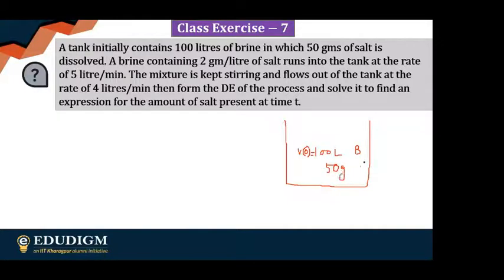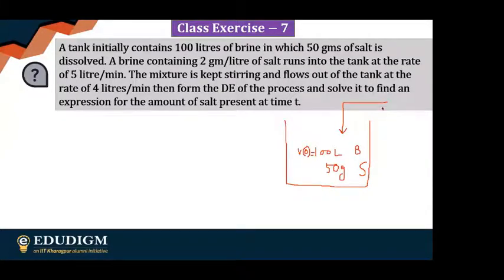Okay? At any step, just ask whether there's some sort of problem going on, and I can help you out with that. So I'm done with the first line. So there's this brine containing 2 grams per liter of salt that runs into the tank at the rate of 5 liters per minute. So this is the flow which is coming in.